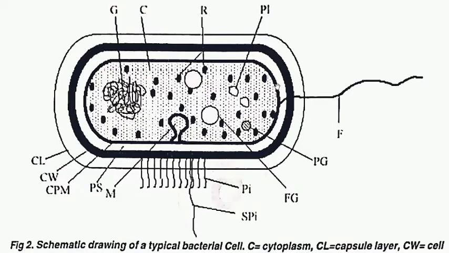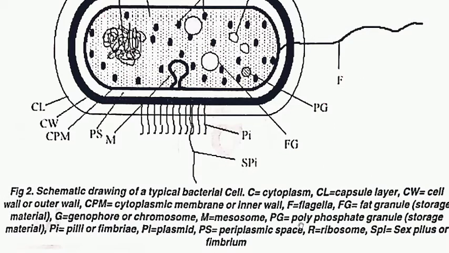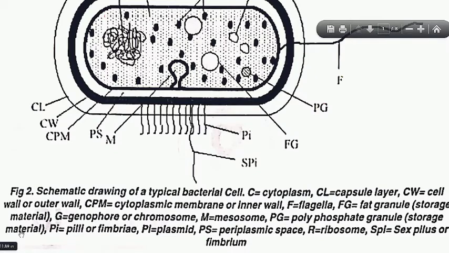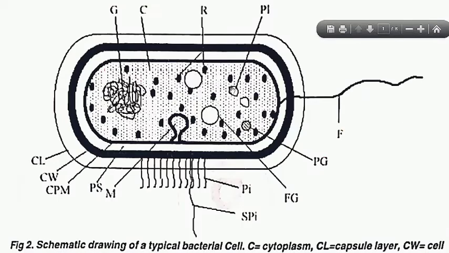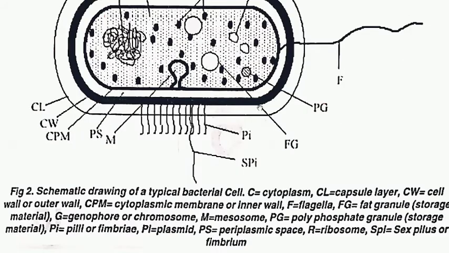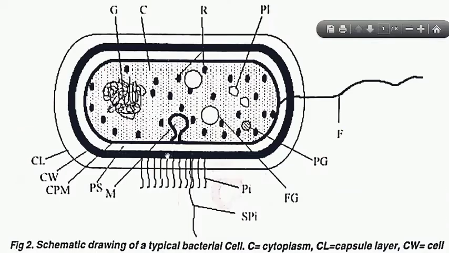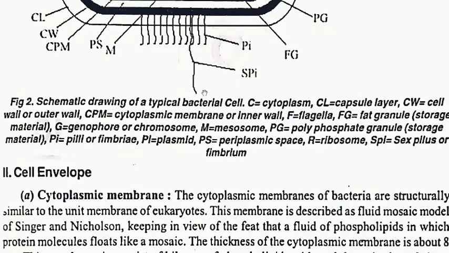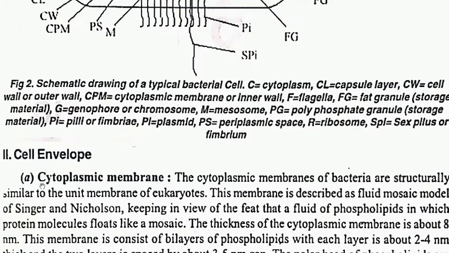genophore or chromosome, ribosomes, plasmid, and polyphosphate granules, which are also known as storage material. So this is the typical bacterial cell where all the features are available. Now we will be discussing the various parts of the membrane of the cell envelope.